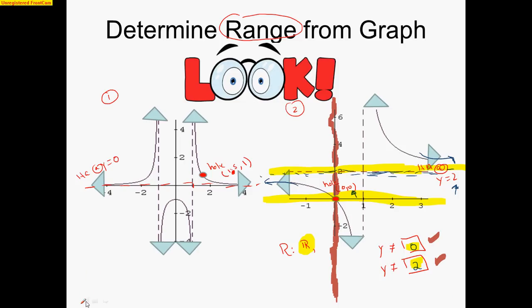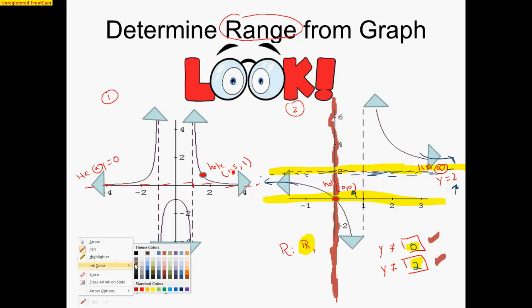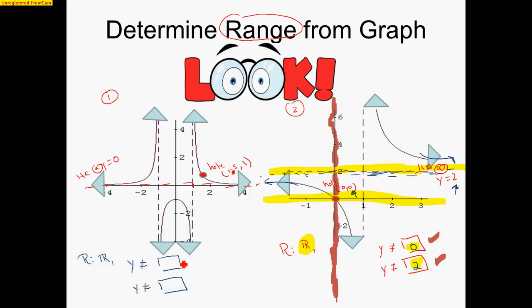So now let's go to the next one. I start off just as normal. I say my range is all real numbers, and I'm going to suspect any y value of a hole and any y value of a horizontal asymptote. So I suspect the 1 from the hole and 0 from the horizontal asymptote. 1 and 0.